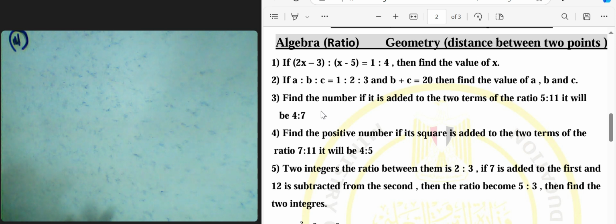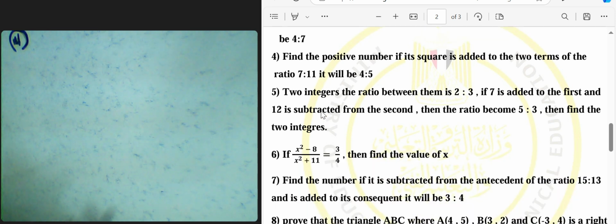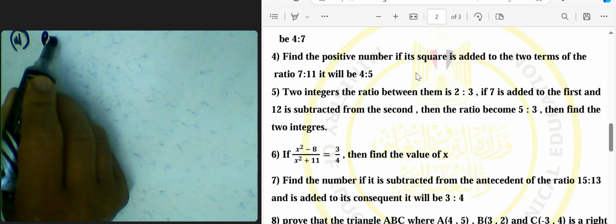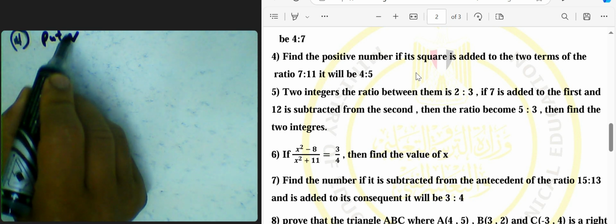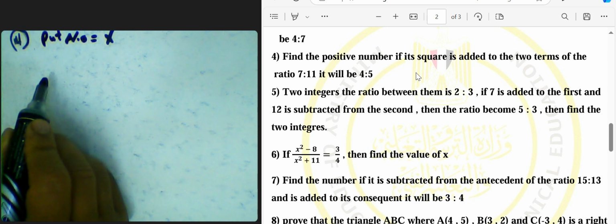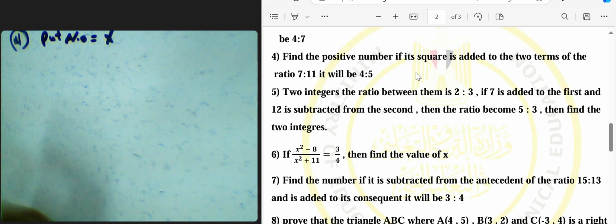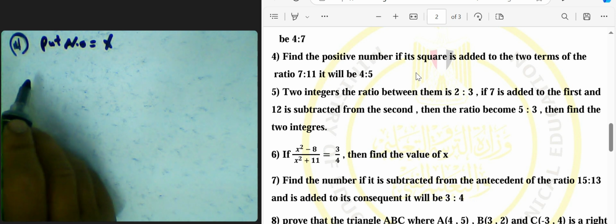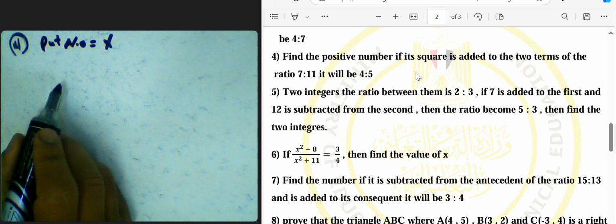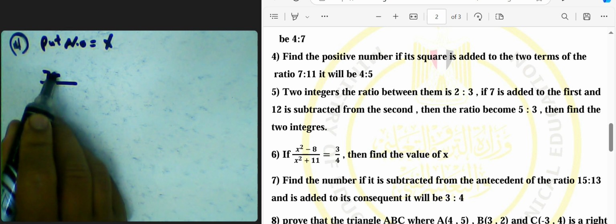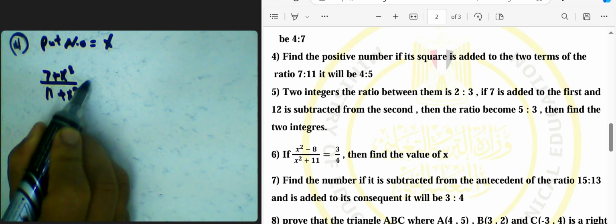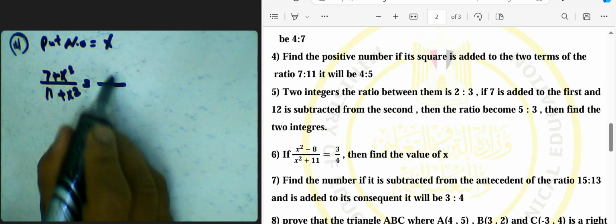Find the positive number if its square is added to the two terms of the ratio 7 to 11, it will be 4 to 5. Put the number equal to x, and we will add to it the square of this number. The square of this number will be x power 2, added to the ratio 7 to 11. 7 plus x power 2 over 11 plus x power 2, then the result will be 4 over 5.